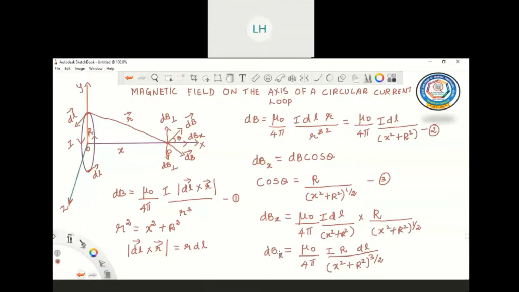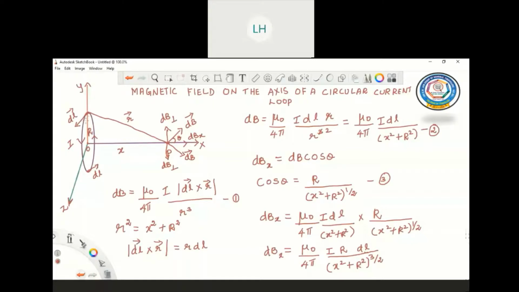Yes. So we arrived at this equation. Okay. That is this expression. So now what is our intention? This dBx is the strength of the magnetic field due to this small element. But look at the diagram. We have so many elements in this current loop, in this coil, right?